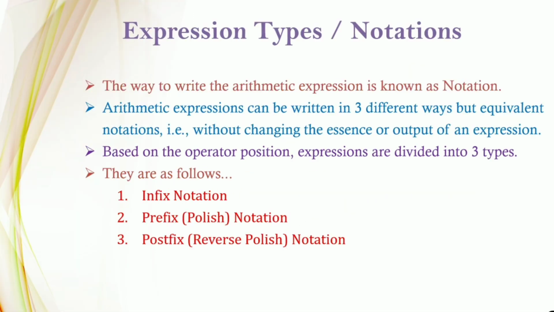Expression types are different notations related to arithmetic expressions. The way to write an arithmetic expression is known as the notation. An arithmetic expression can be written in three different but equivalent ways, that is, without changing the essence or output of the expression.